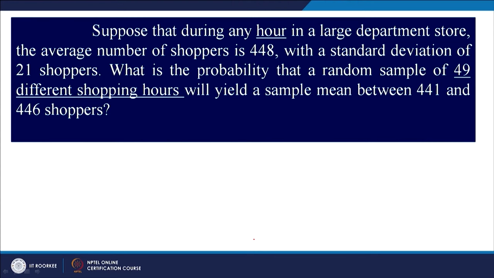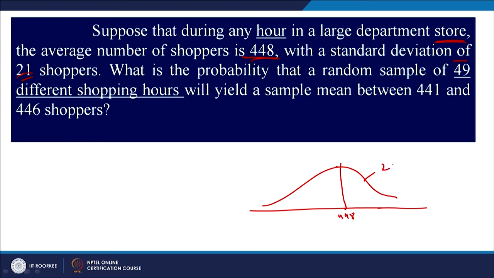Suppose that during any 4 hour period in a large department store, the average number of shoppers is 448 with a standard deviation of 21. So the mean is 448 and the standard deviation is 21. What is the probability that a random sample of 49 different shopping hours will yield a sample mean between 441 and 446?